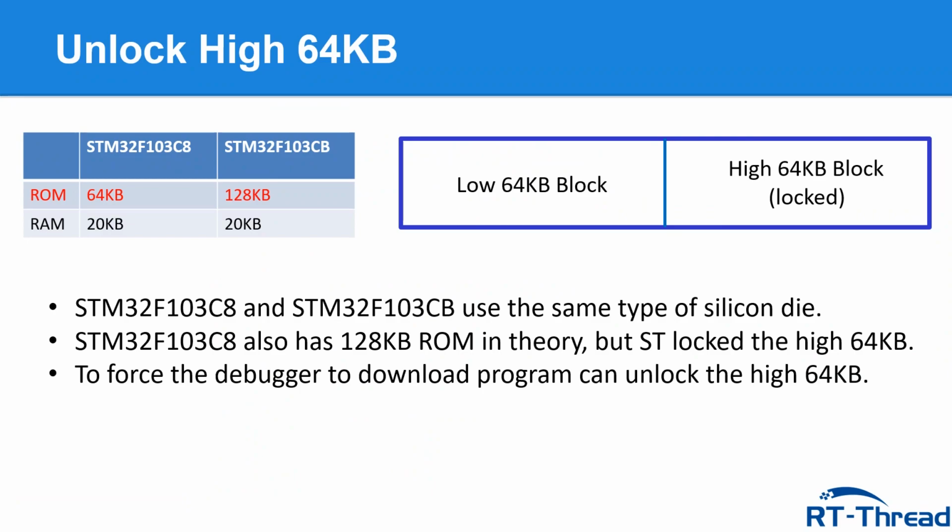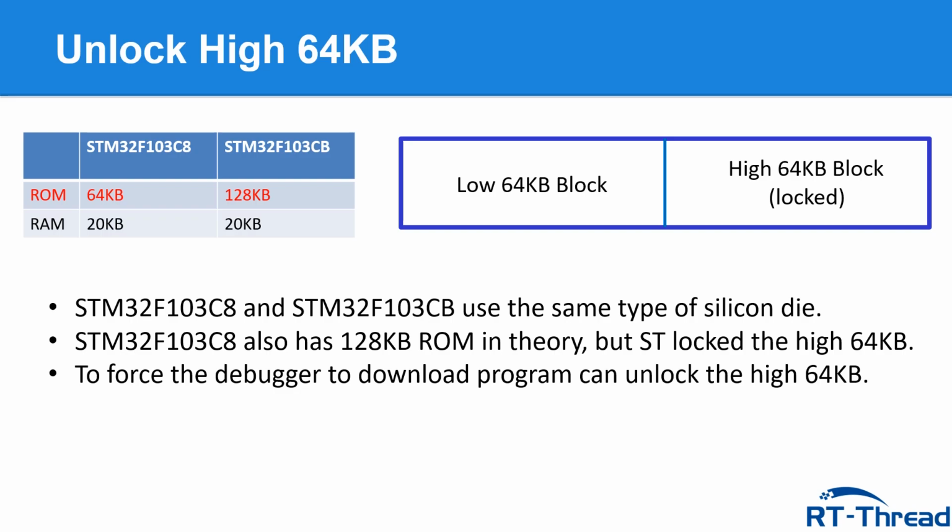The other skill that I want to introduce is how to extend the Blue board's flash space. According to the ST official datasheet, STM32F103C8 has 64 kilobytes of flash. However, C8 and CB use the same type of silicon die, which means C8 also has 128 kilobytes of ROM in theory, but it is still locked in the high 64 kilobytes. So what should we do to unlock this space?